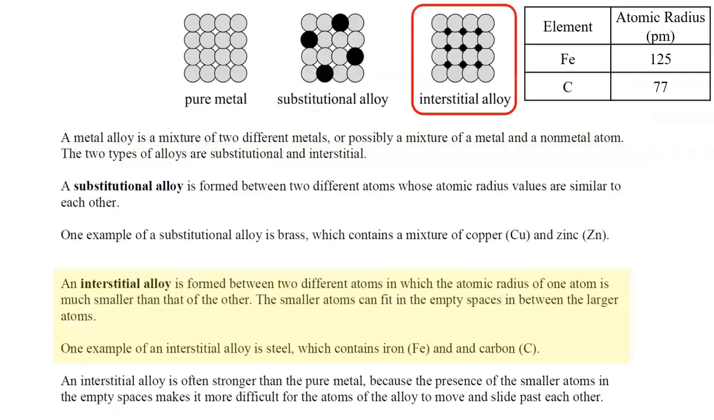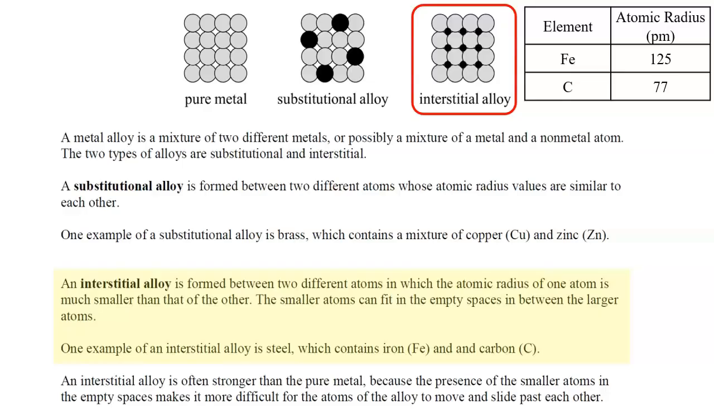On this slide, you can see what I had presented in an earlier video when I was talking about alloys in topic 2.4, and I'm highlighting the particle diagram at the top of this slide for an interstitial alloy, where the smaller black circles are fitting in between the spaces of the larger gray circles. So an interstitial alloy is formed between 2 different atoms in which the atomic radius of one atom is much smaller than that of the other. One example of an interstitial alloy is steel, which contains iron, Fe, and carbon, C.